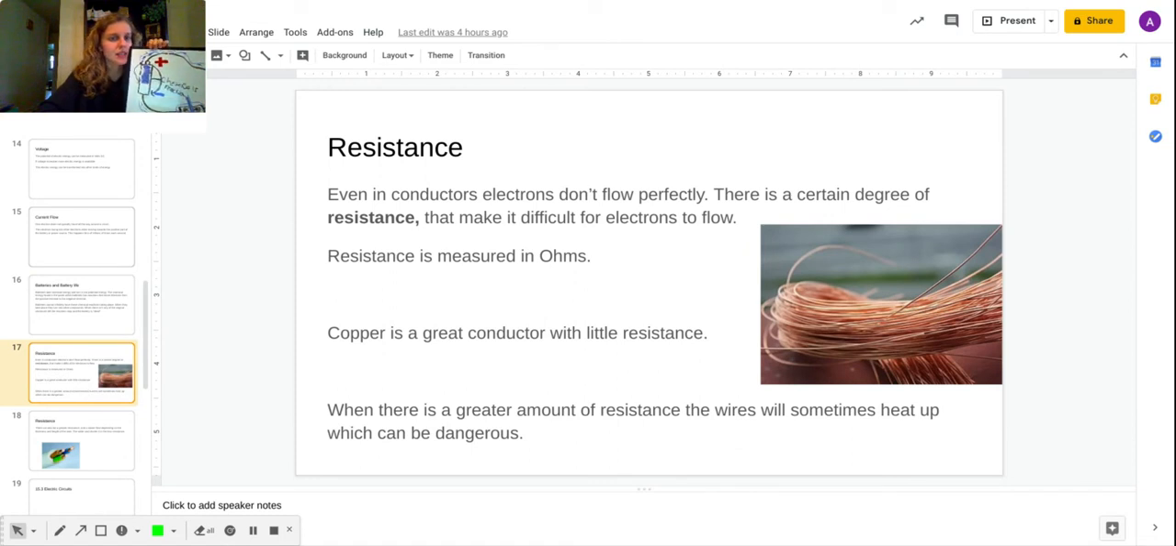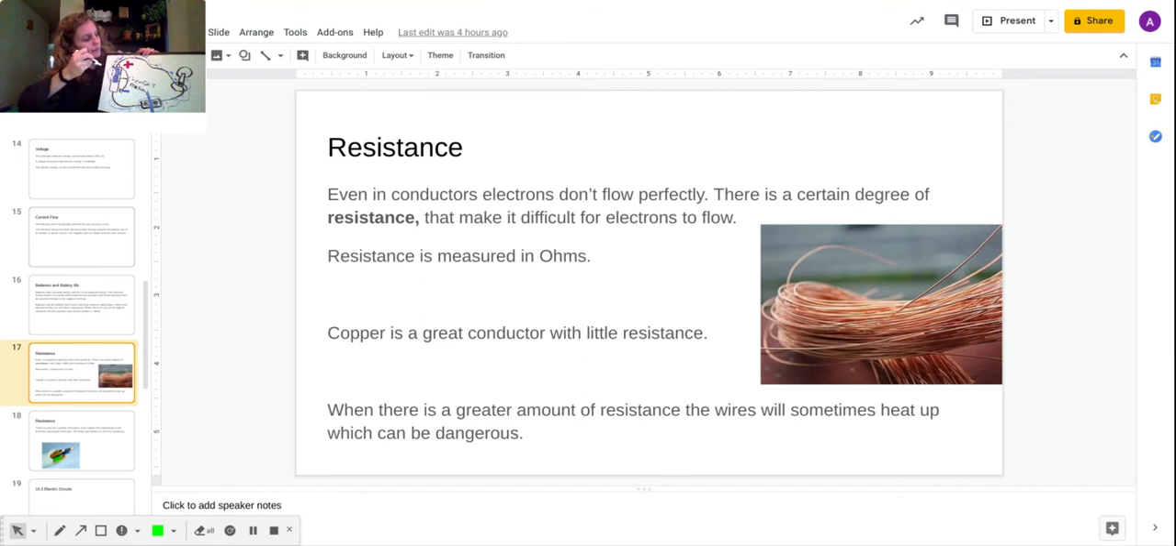Resistance. I forgot where I was going next. Okay, so resistance. In the last section, we learned about conductors and insulators. Take a minute and think about those. What's the difference between them? Conductors make electrons flow easily, but not perfectly. So there's a certain degree of resistance that makes it more difficult for electrons to flow.